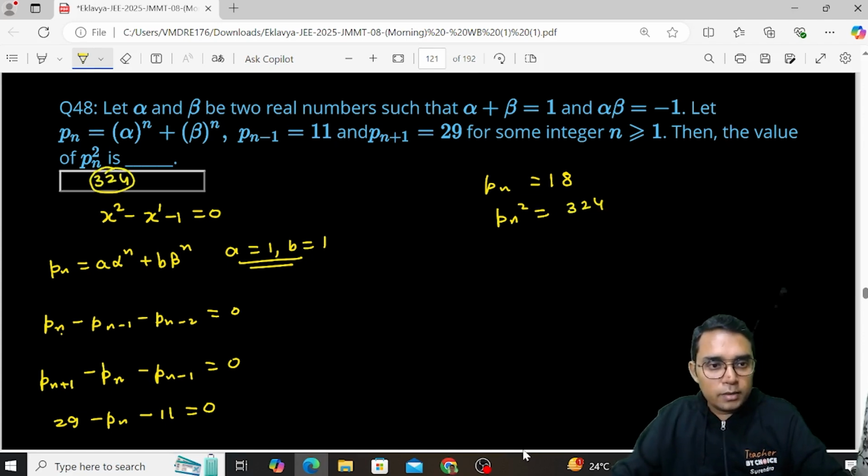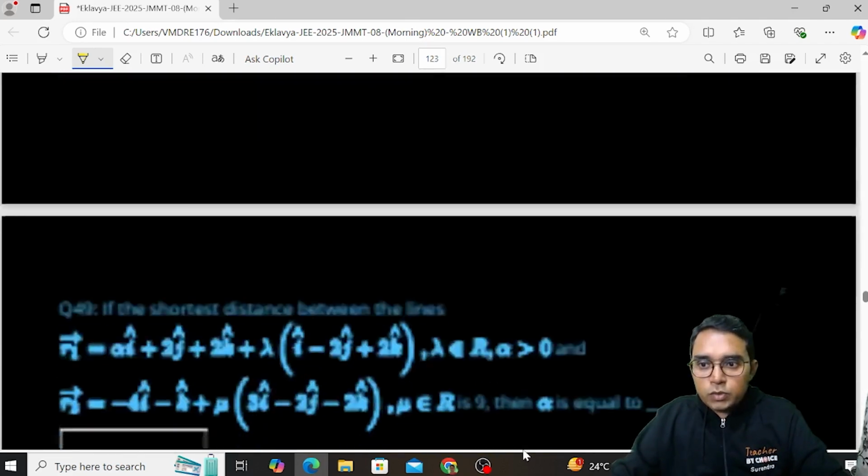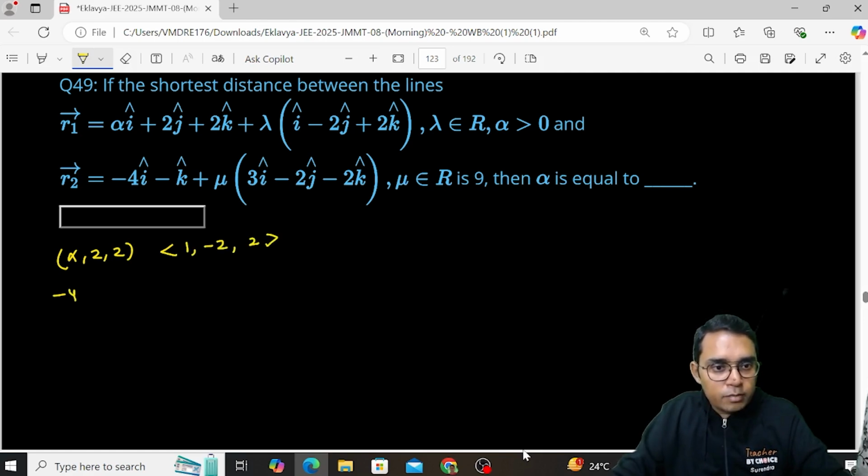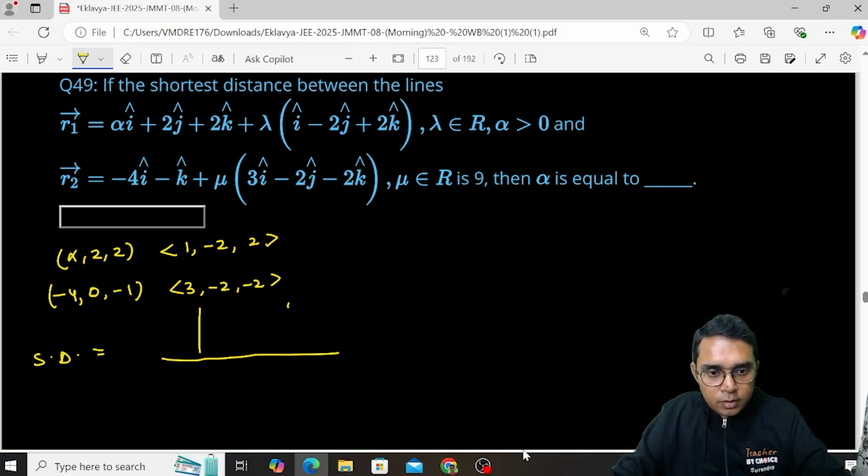For 18 square. So moving to the next question, that is 49, we have to find the shortest distance between the lines. So that's a formula based question. For this line, you can see the point lying on it is alpha comma 2 comma 2, and direction ratios of this line are 1 comma minus 2 comma 2. For the second line, the point is minus 4 comma 0 comma minus 1, and direction ratios are 3 comma minus 2 comma minus 2. Now shortest distance is given by the scalar triple product of three vectors.